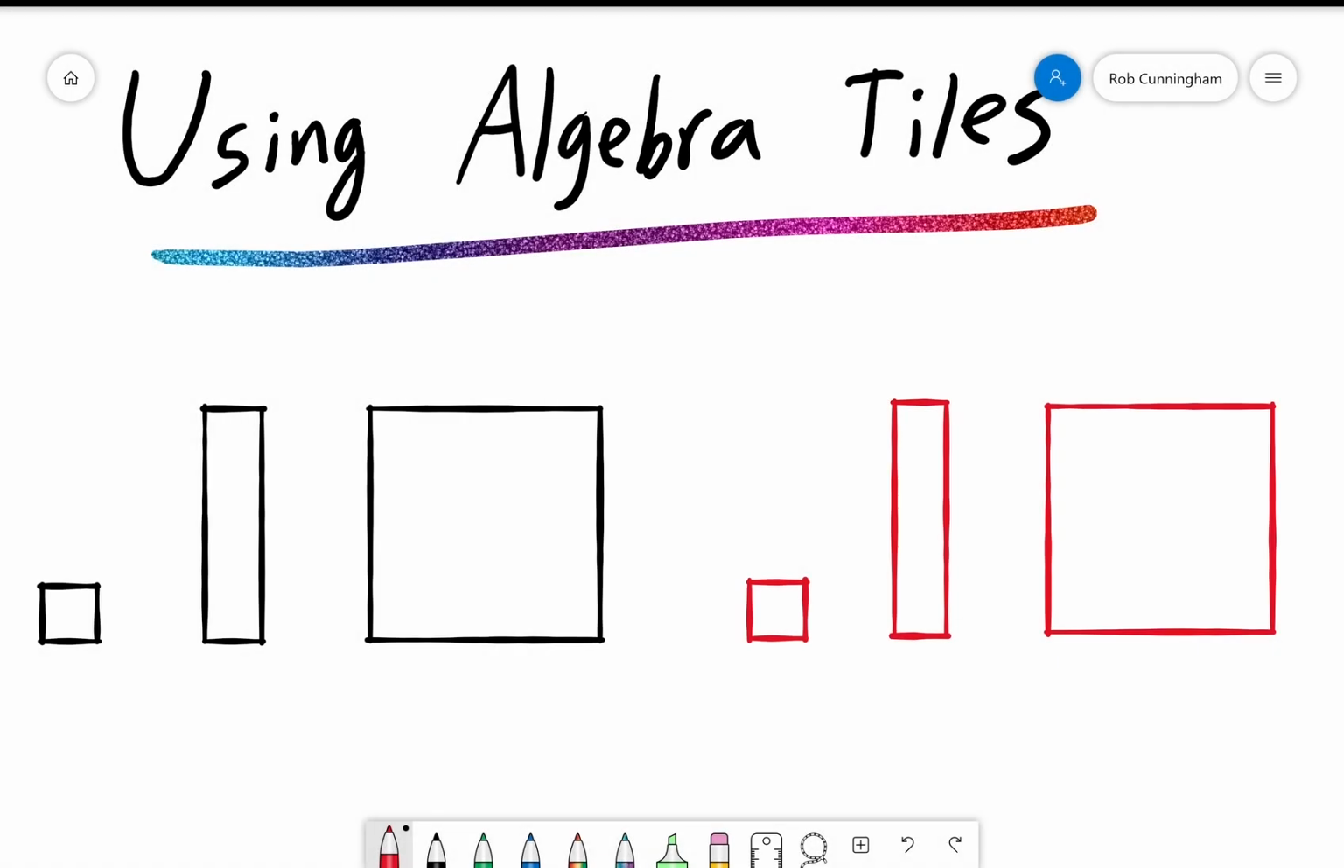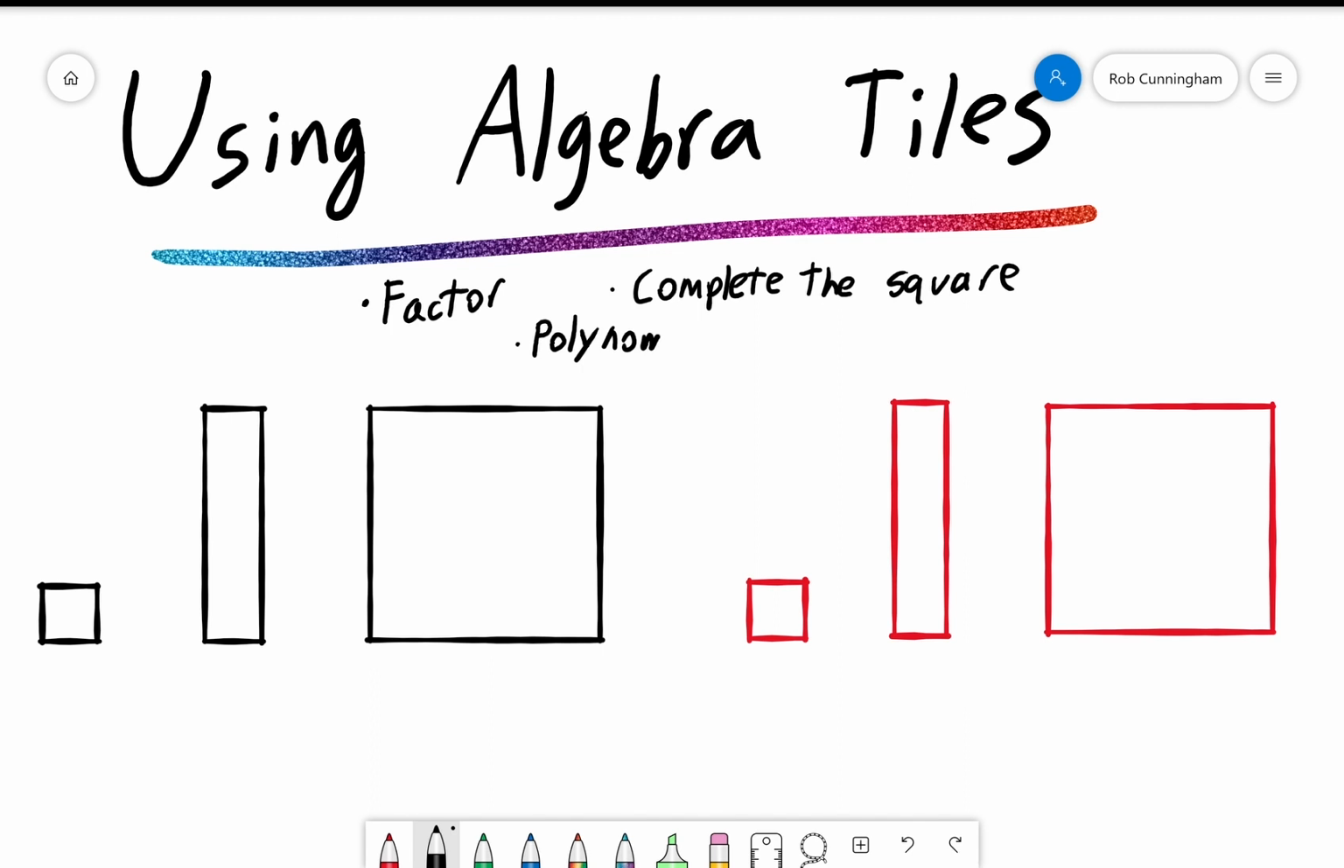In this video, we're going to talk about what's the deal with algebra tiles. Now, I've got a few algebra tiles on my whiteboard here, so I'm going to do a quick introduction first, and then we're going to show how to use them both to factor and for completing the square. They're also very useful for polynomial arithmetic. You know, adding and subtracting and multiplying and dividing polynomials.